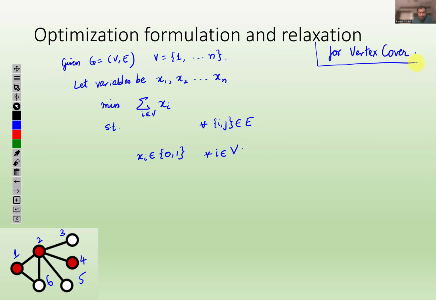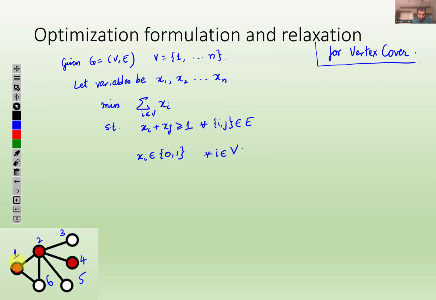Okay. So what I say is, well, xi's are 0 and 1. And what I want is for every edge, I should have xi plus xj greater than or equal to 1. Okay. So notice that combined with the constraint, any feasible solution that satisfies these constraints will be the indicator vector of an independent set.